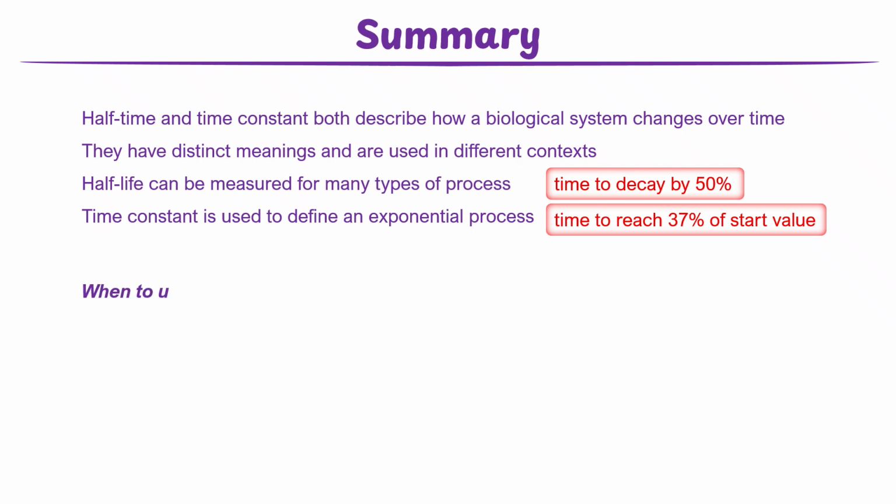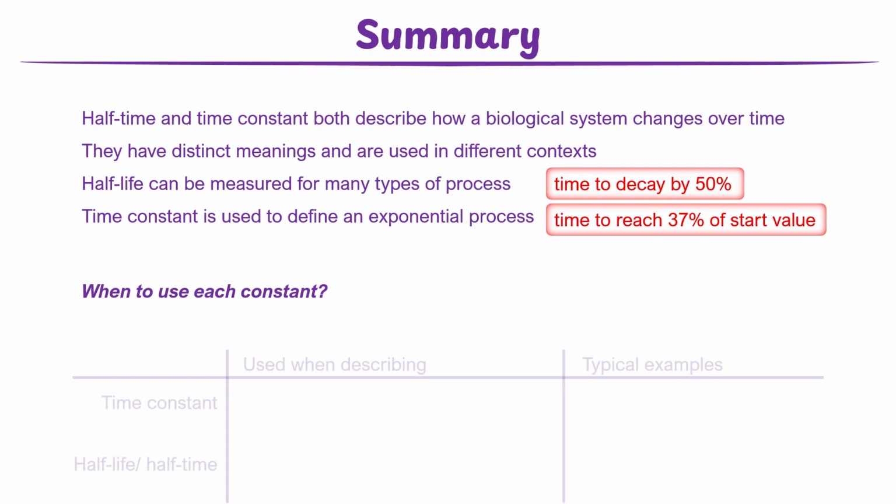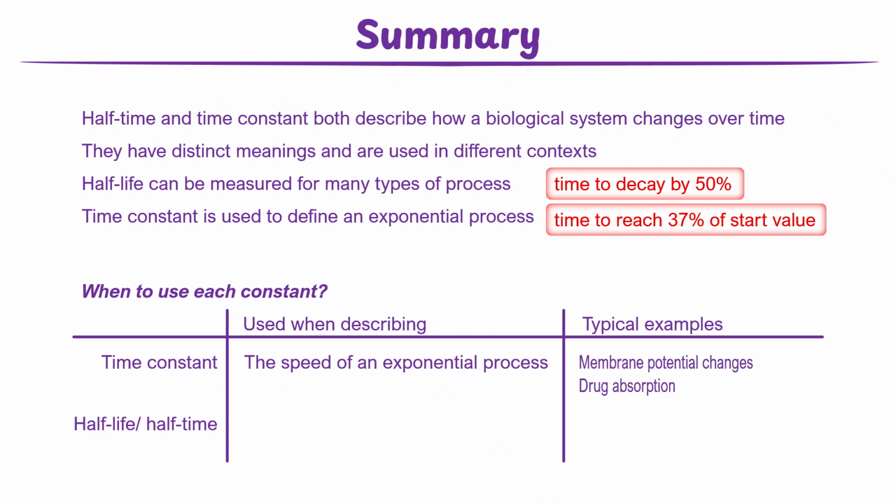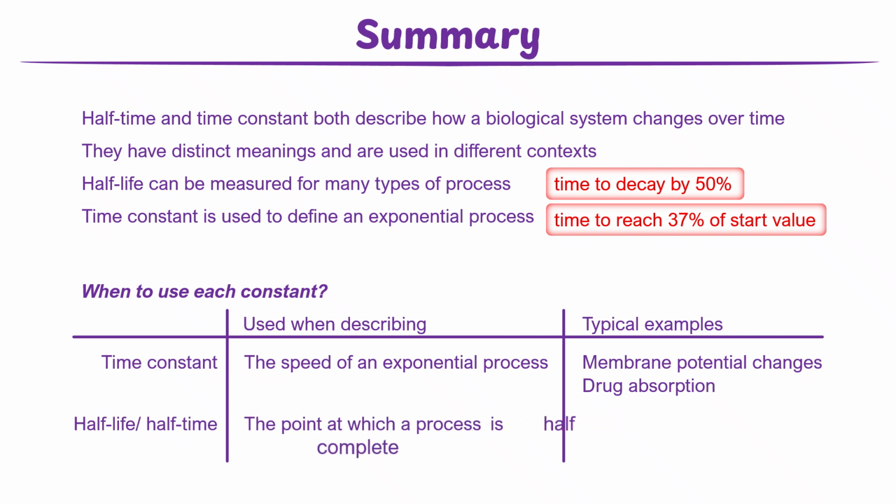So, when to use each constant? The time constant is specifically linked to exponential change. It is often useful when describing continuous biological processes, such as membrane potential changes or drug absorption. Half-life is more commonly used when we want to describe a 50% reduction, such as drug elimination or radioactive decay. So the key distinction is this. Half-life is the 50% point, while the time constant is the 37% point for an exponential process.